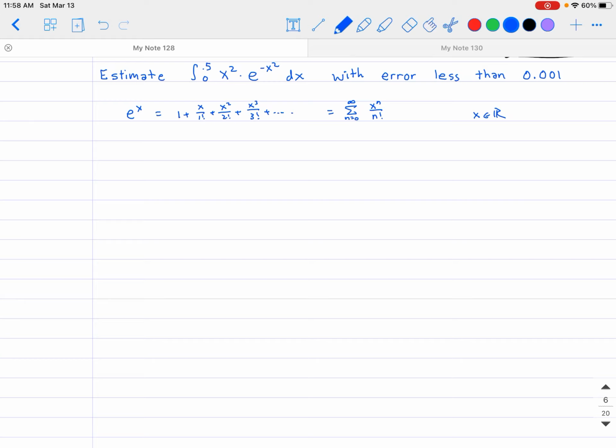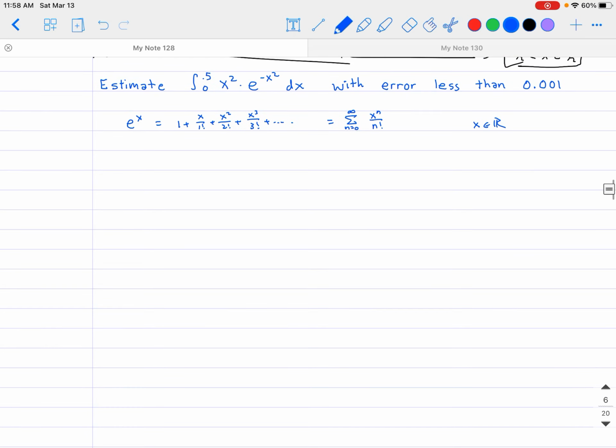Looking at what we have right here, I think we're going to have to do a replacement. We'll do it one step at a time. Let's introduce the negative first. So e to the negative x is going to make this alternation: 1 minus x over 1 factorial, plus x squared over 2 factorial, minus x cubed over 3 factorial, and so on.